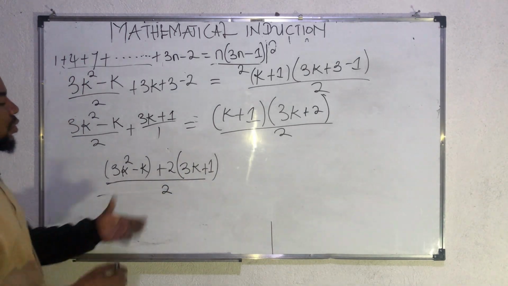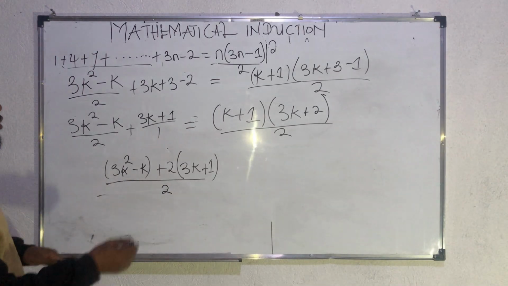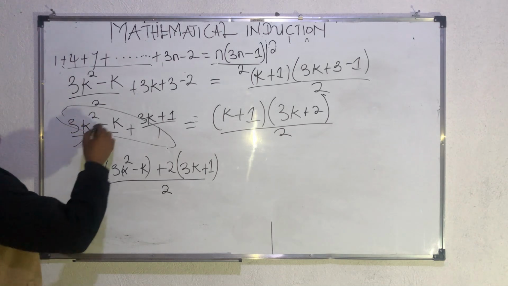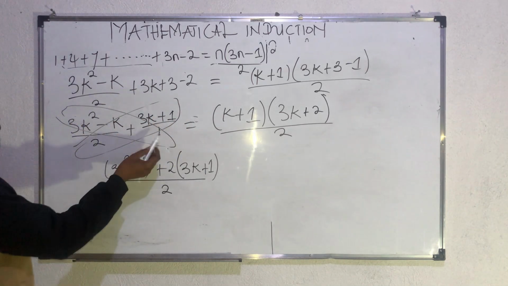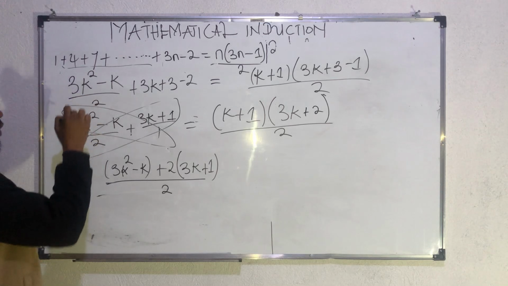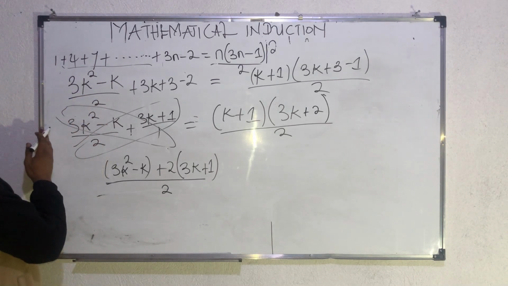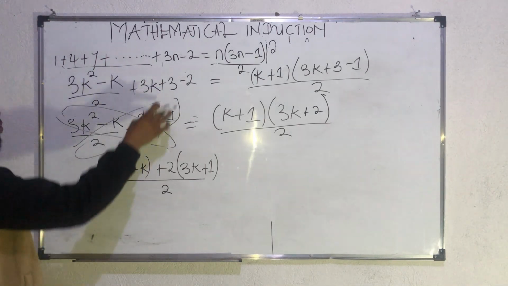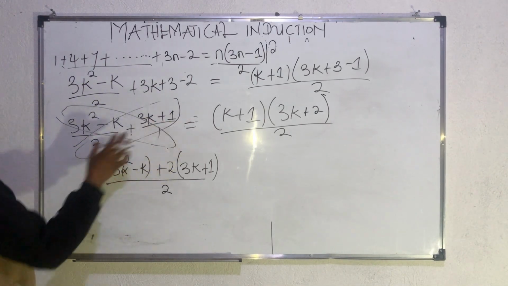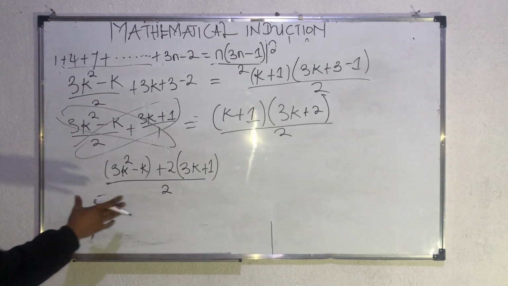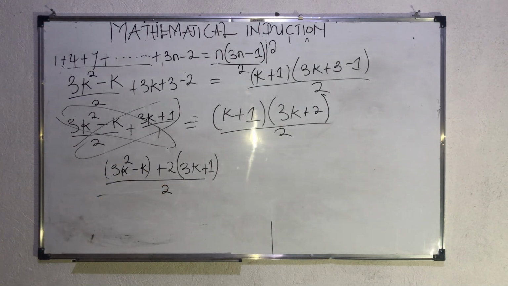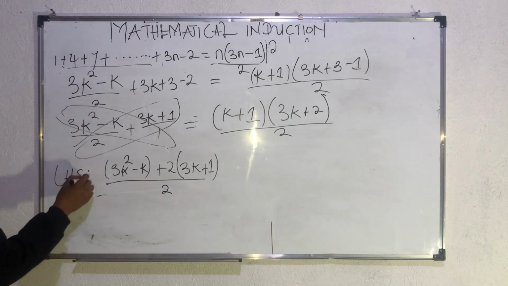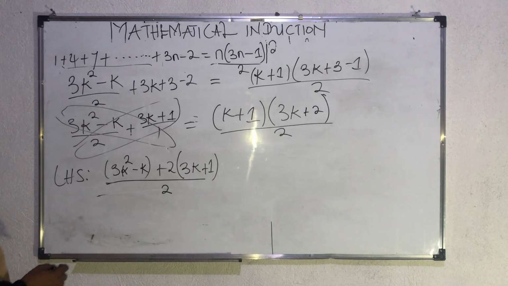Alternatively, if you don't understand what I just did here, you can just multiply crisscross: you multiply the numerator and denominator of the left part by the denominator of the right, and you multiply the numerator and denominator of the right part by the denominator of the left. You also get the same answer. Remember that this is the left-hand side. So we can go ahead and multiply out.